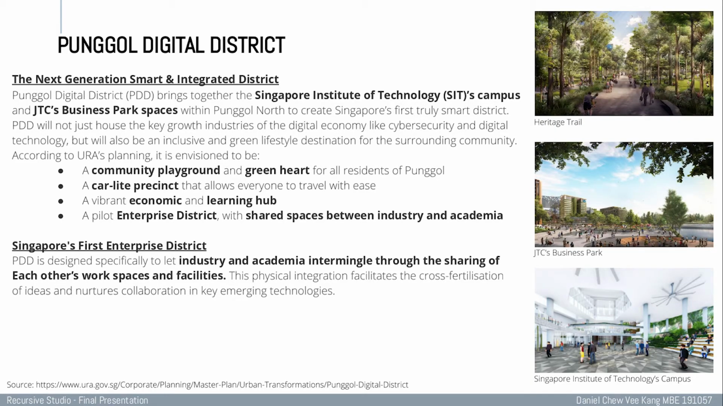The Urban Redevelopment Authority envisioned that the Punggol Digital District would be the next generation smart and integrated district. It envisions a community playground and green hub, a car-lite precinct, an economic and learning hub, as well as a pilot enterprise district with shared spaces between industry and academia. PDD is designed specifically to let industry and academia intermingle through the sharing of each other's workspaces and facilities.